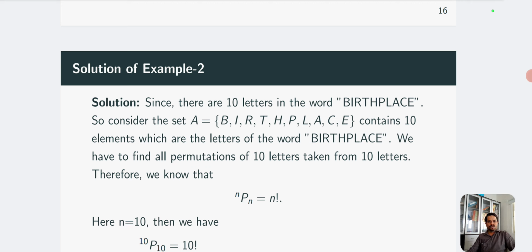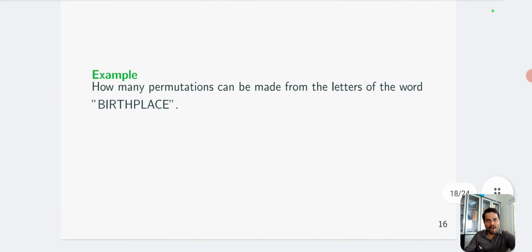Also, if you observe, each and every letter is not repeated, so all these letters are distinct. Suppose A is the set which contains these letters, which we can call elements. These are 10 elements, the letters of the word birthplace. We have to find the permutation of all these 10 letters.